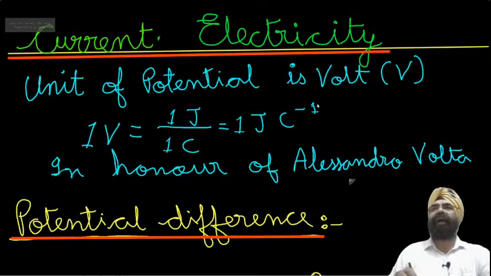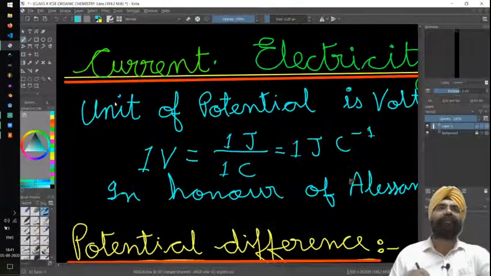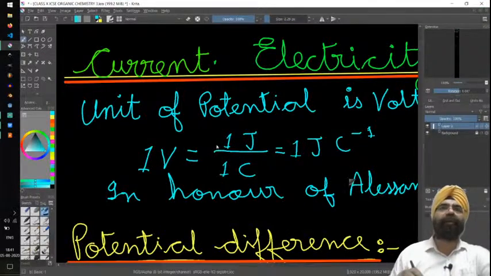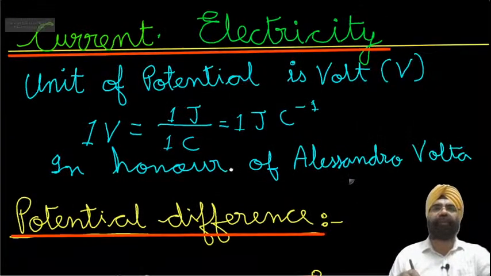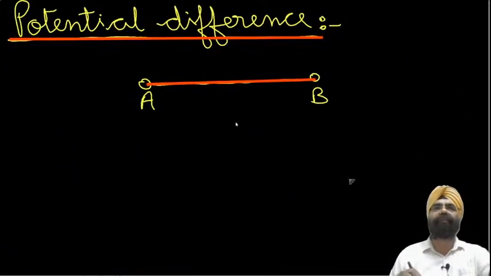So we have understood that the unit of potential is volt. We have also understood the definition. If 1 joule of work is done in bringing 1 coulomb charge from infinity to a point, then we say that the potential at that point is 1 volt. We have given this unit in honor of Alessandro Volta. And now we are doing potential difference.